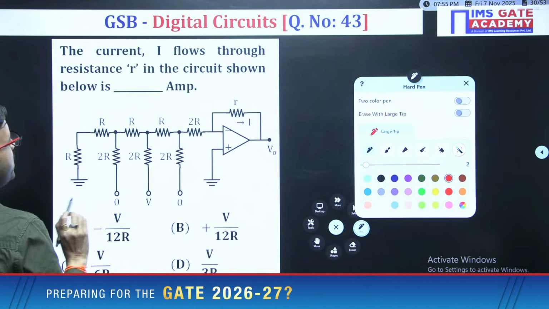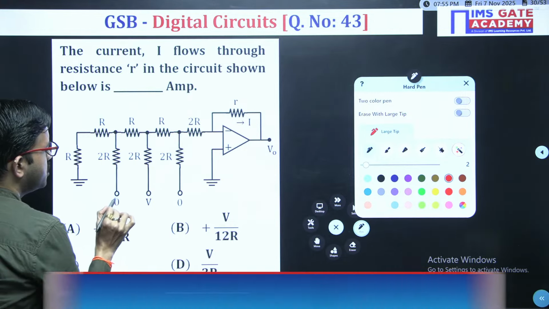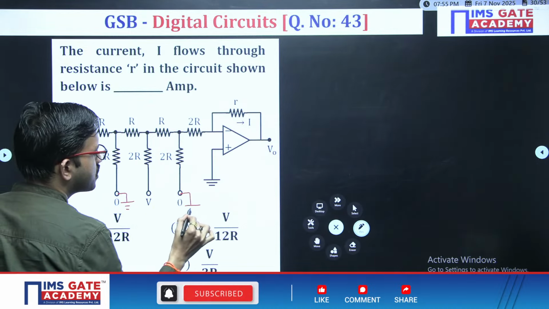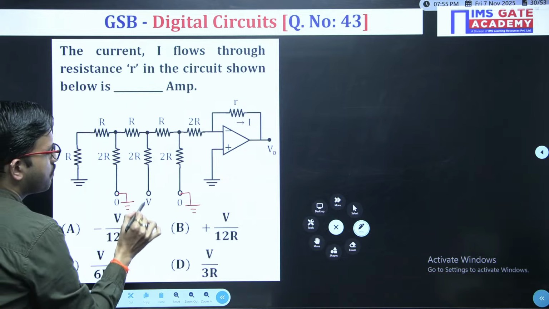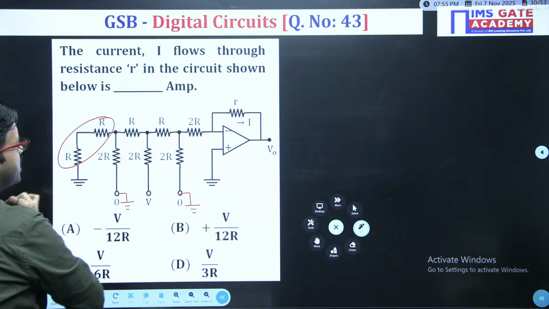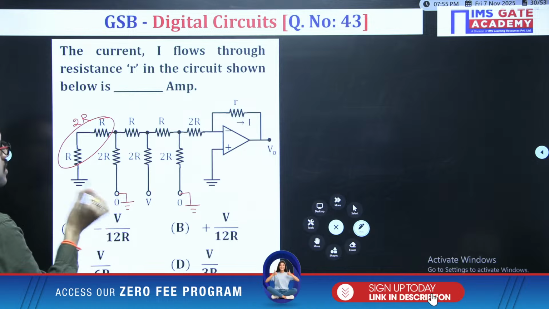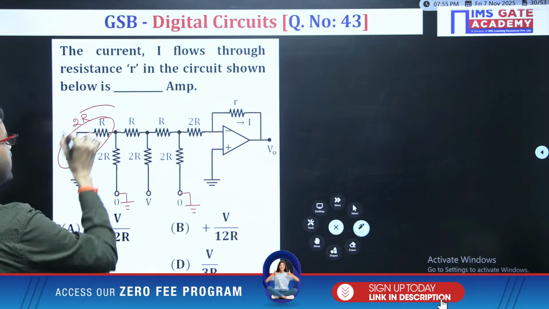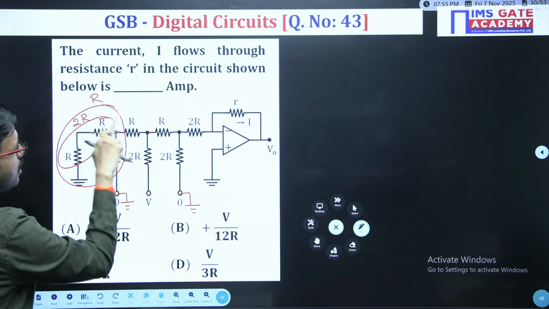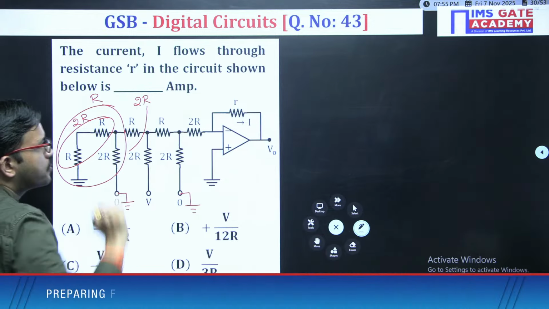So here just observe, 0 volt means what? Ground only. Here 0 is there, that means it is ground only. Here also 0, that means it is ground. Here the supply voltage is given. Now just observe, these two resistors are connected in series, that means 2R, and this 2R is connected in parallel. Yes or no? That means here you get equivalent resistance R. After that R in series, that means you get here 2R. Up to here just confirm.